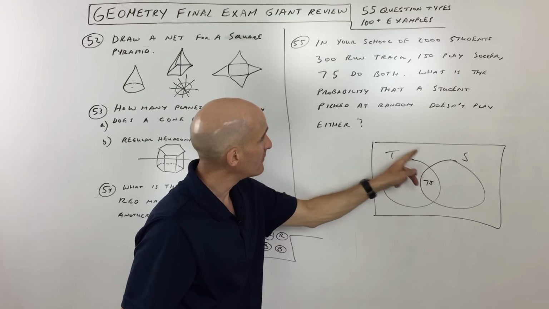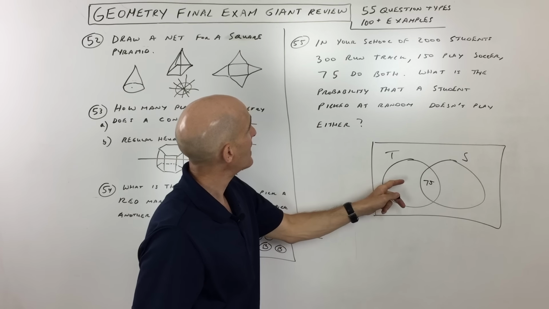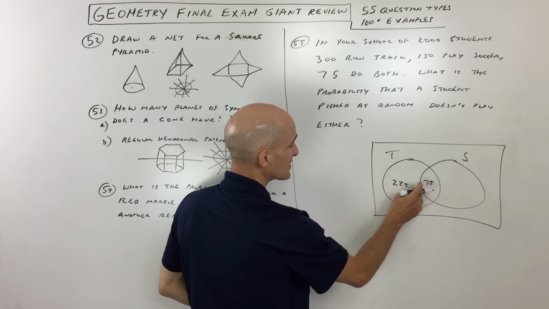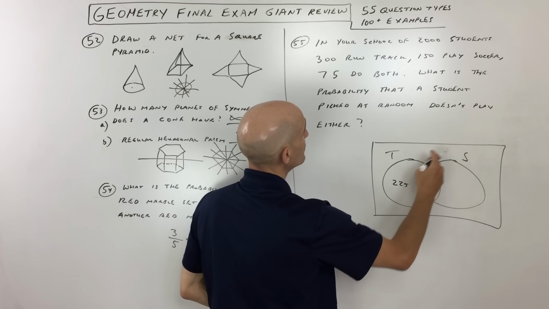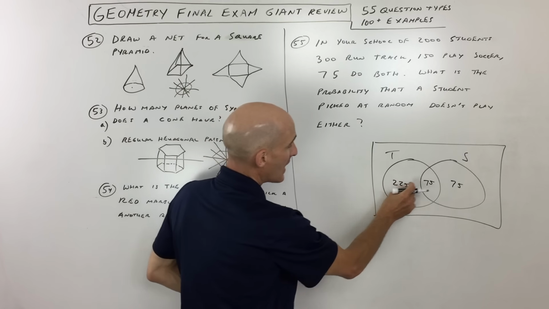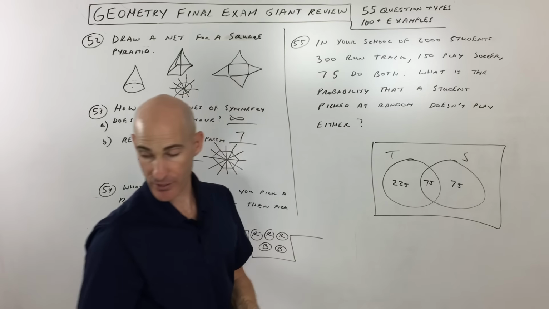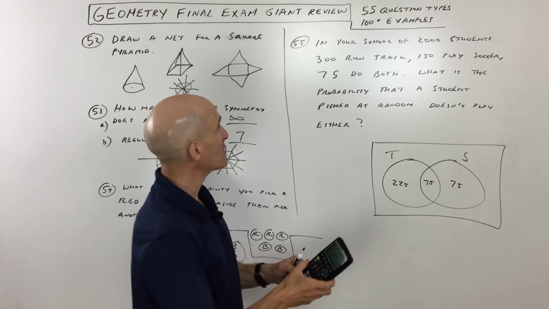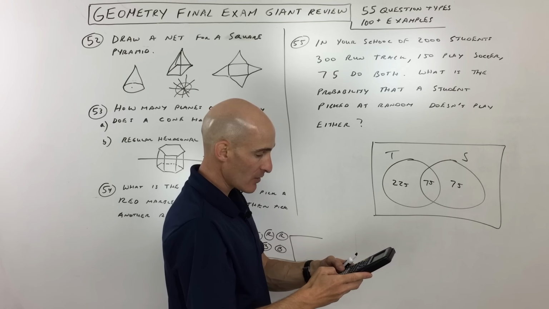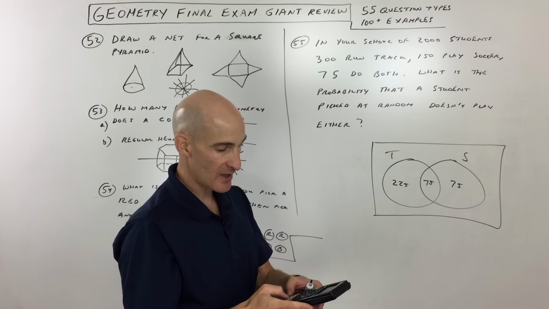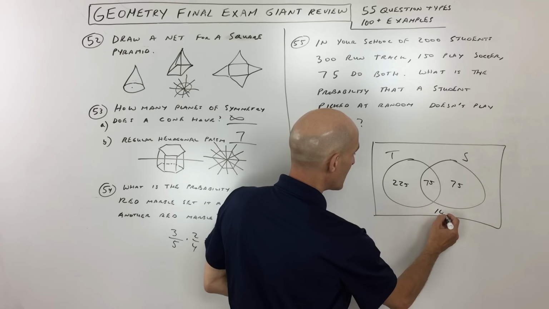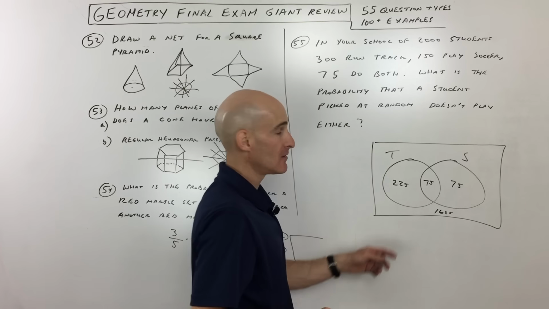So how many run track? 300. That means there's 225 that run track but don't play soccer, right? Of the 150 people that play soccer, 75 do both, 75 just play soccer. Now here's the thing, if you add up all these students, what are we getting? We're getting 375, right? But we said there was 2,000 total in the entire school. So what's 2,000 minus 375? That's 1,625, right? So that means there's 1,625 outside of these sets.